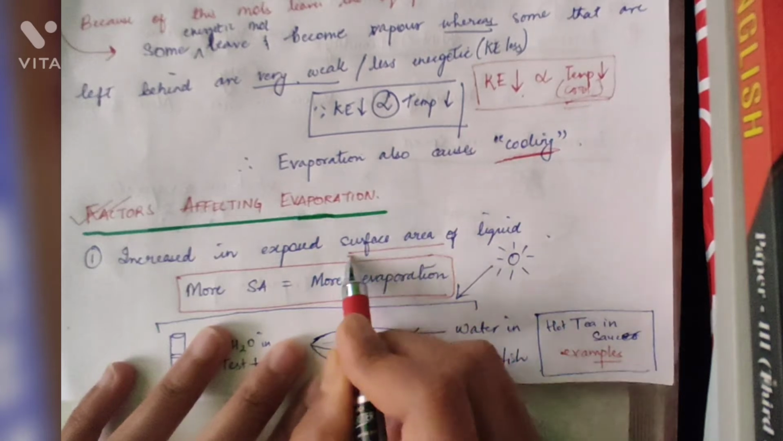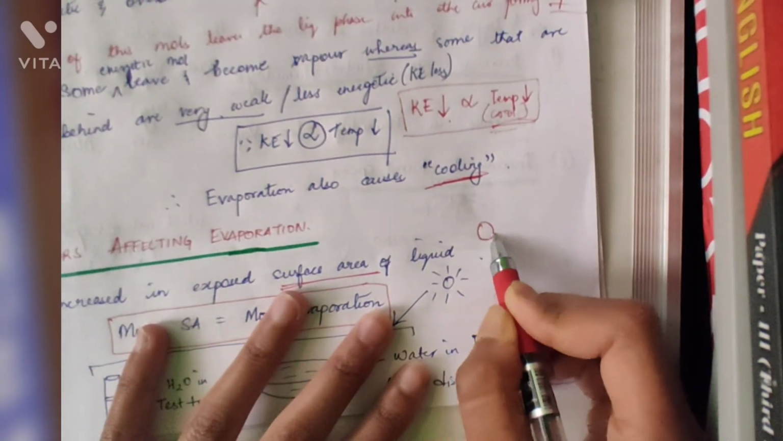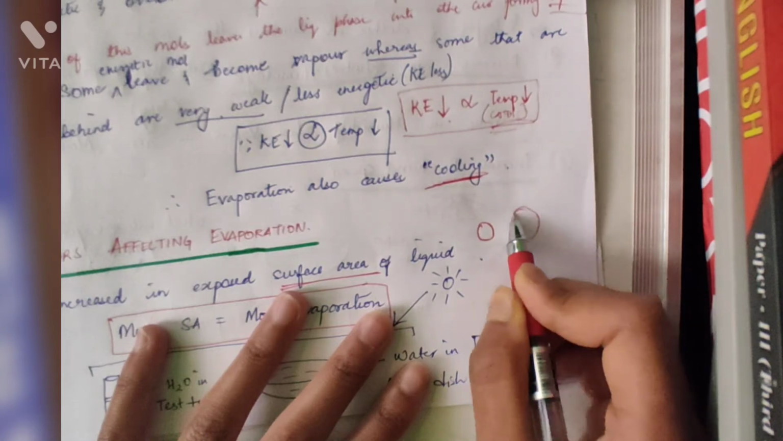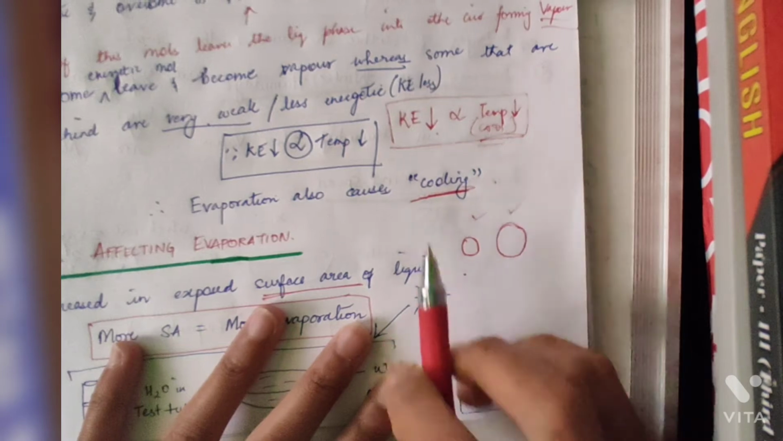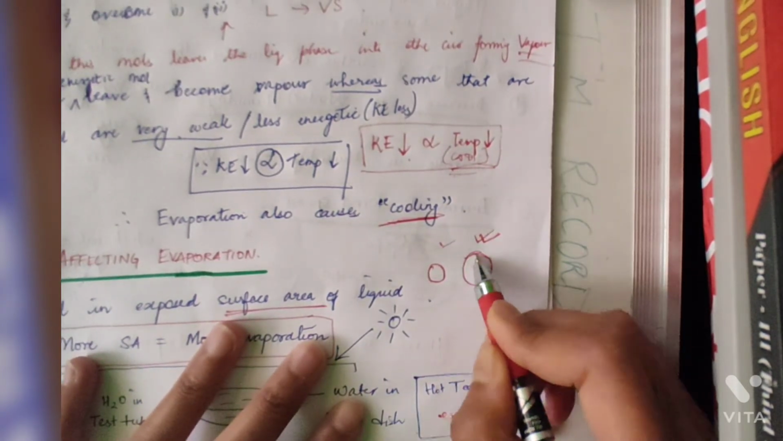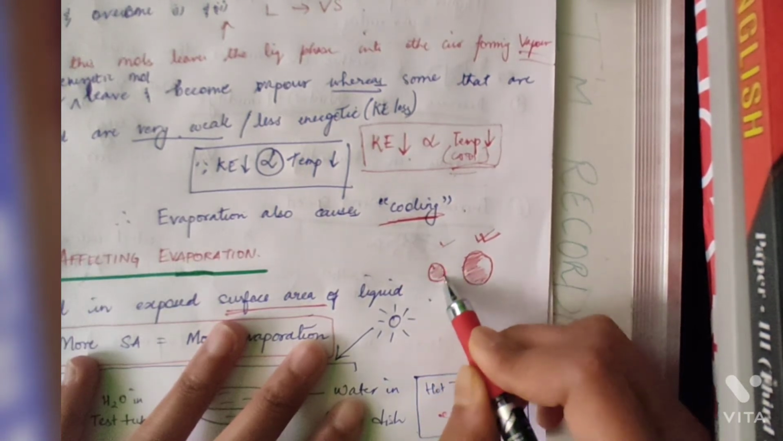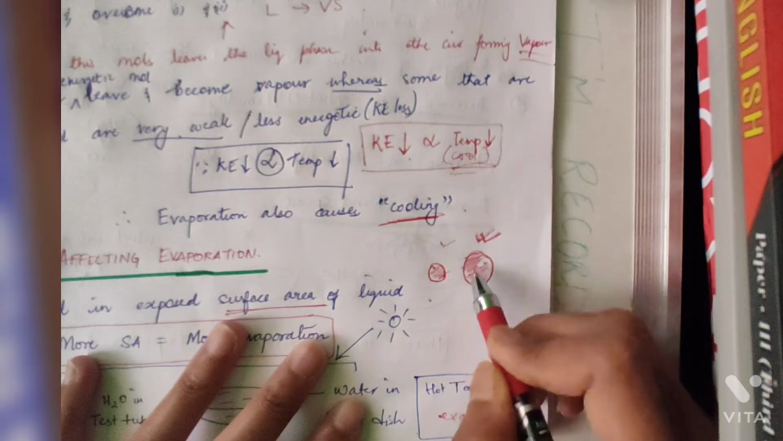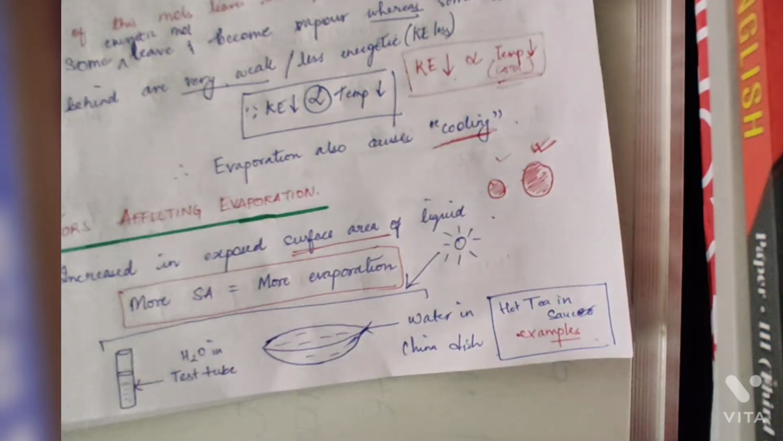What do you mean by the term surface area? Surface area is this one. See, this is a circle, right? And this is a big circle. So if I ask you which one has bigger surface area, obviously you will say this one, right? This one has a big surface area. The surface area is measured by this, which is inside, okay? How big the inside is, okay? So this surface area will have more, right? So increase in surface area causes more evaporation.